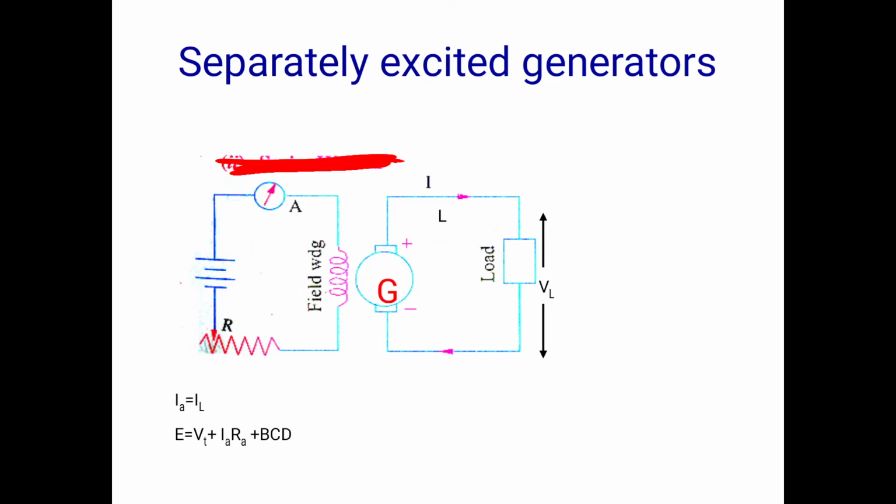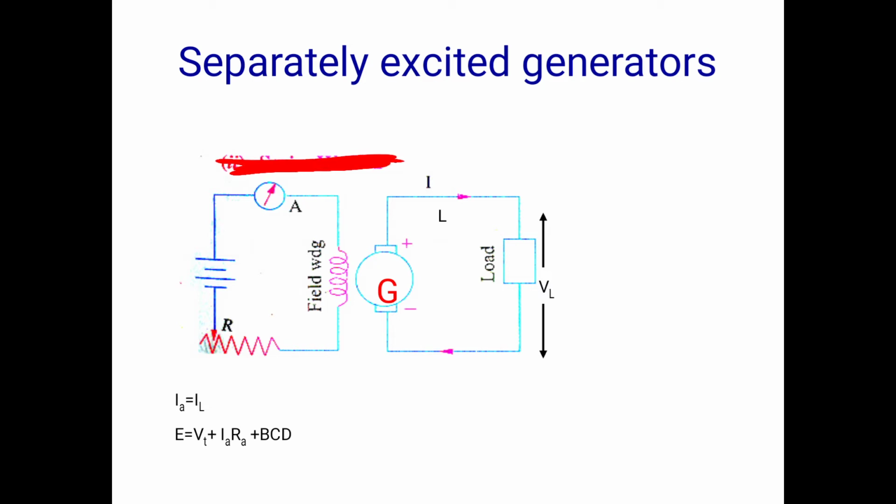Next, the current supplied by the armature winding is called armature current, represented by I suffix A. Next, we know that the armature has brushes, and in the brushes some amount of voltage drops. This is called brush contact drop, BCD, the brush contact voltage drop. Next, E means the voltage generated by the armature winding.